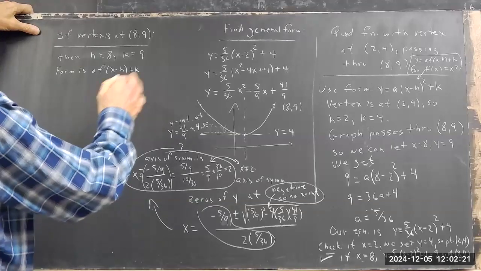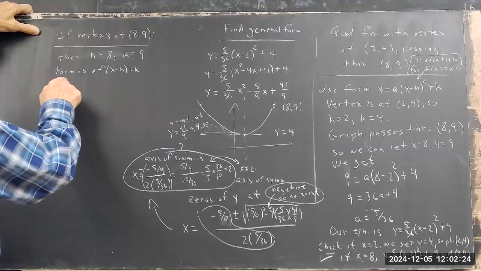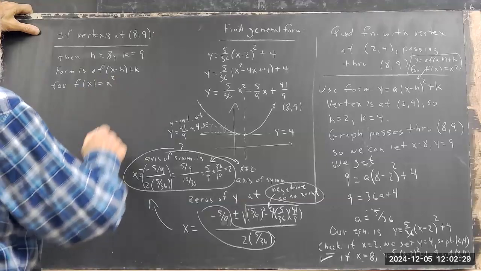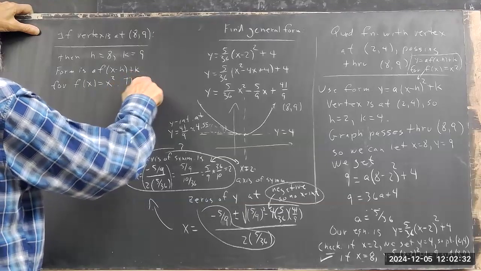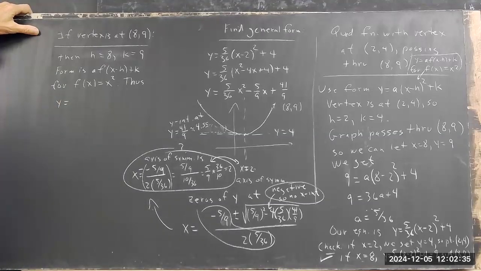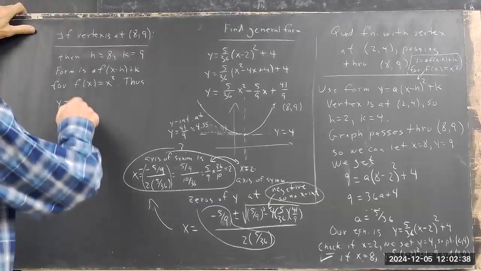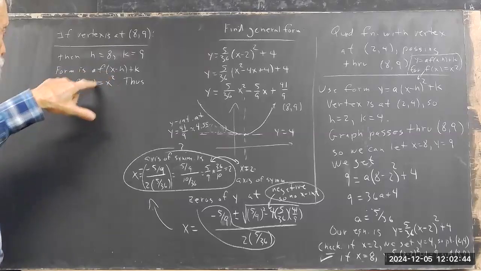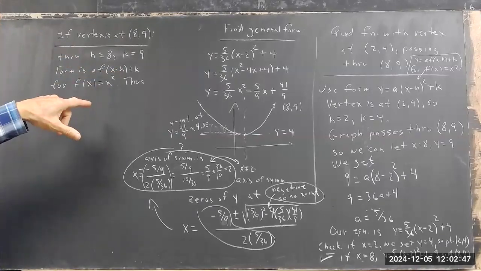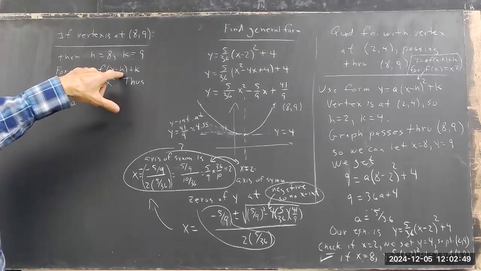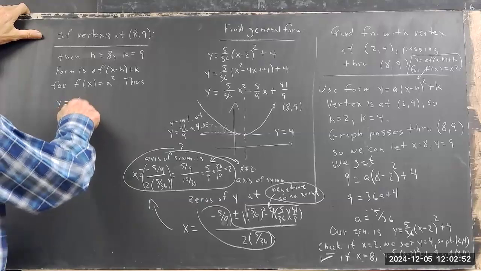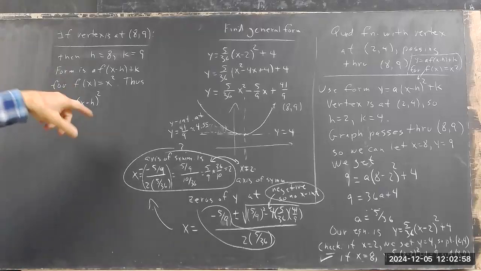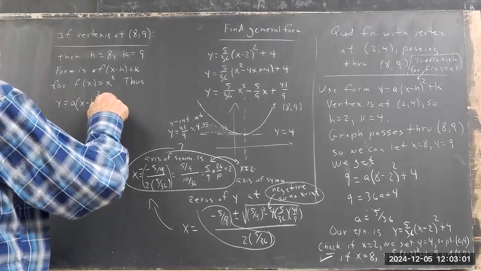The form is a f of x minus h plus k, where f of x equals x squared. Thus, y equals what? It's a. What's f of x minus h? Well, replace x by x minus h. Replacing x by x minus h, we have to replace this x. Make sure you remember that. You're going to have to do some composites in the exam, okay? A times quantity x minus h squared plus k.